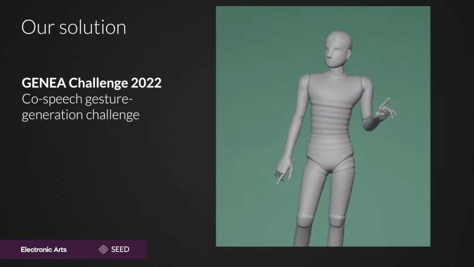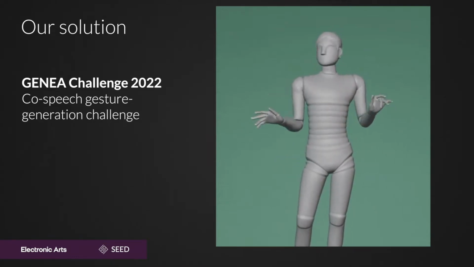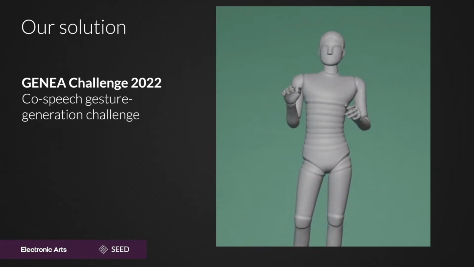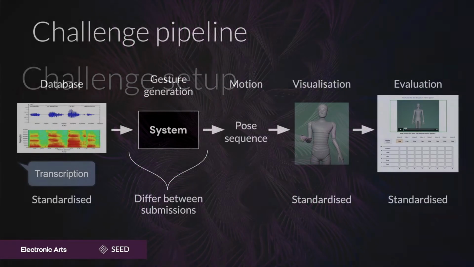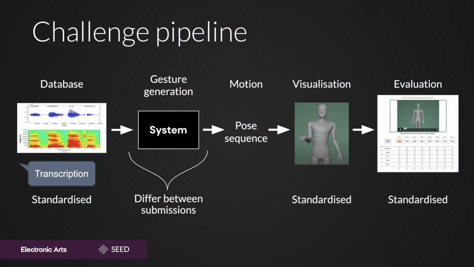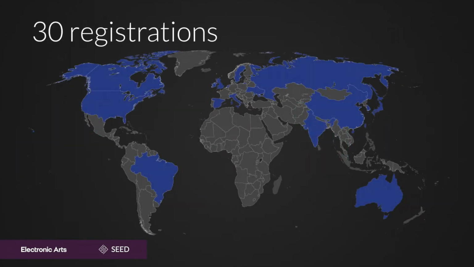To address that, we have launched a series of gesture generation challenges, which we call the GENEA Challenge. Our approach is to standardize all the components for evaluating gesture generation, except for the generating systems themselves, to allow for a rigorous comparison of different methods. The dataset is the same for all the challenge participants, as is the visualization pipeline, and the evaluation is standardized as well. The challenge was run in the summer of 2022.